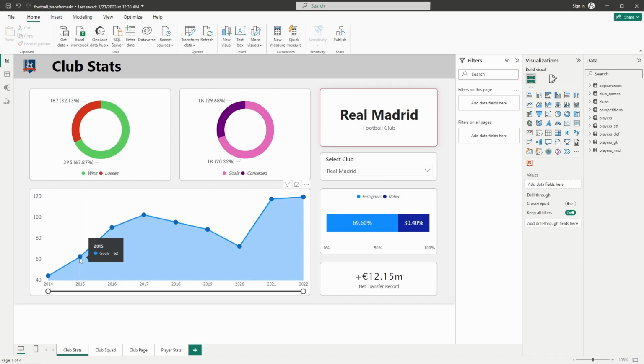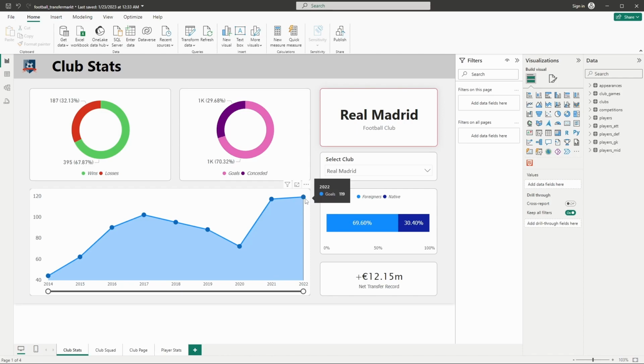Okay, and you can see from the year 2014 to 2017 they had a steady increase, and then it started to decrease, and it was relatively at its lowest point in the year 2020, and then again it had a pretty steep increase all the way to the year 2022.